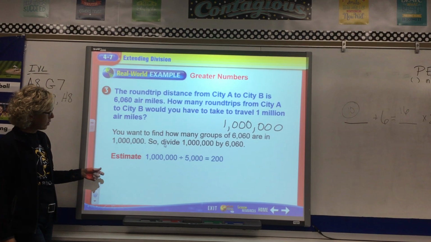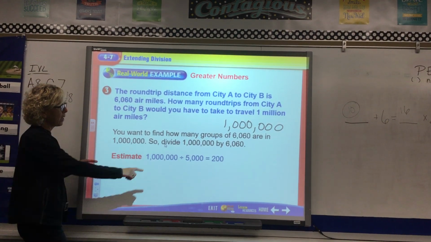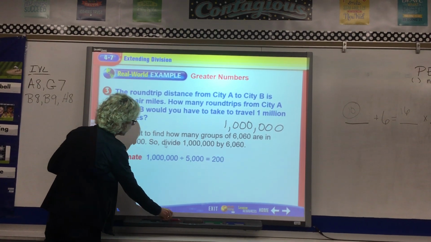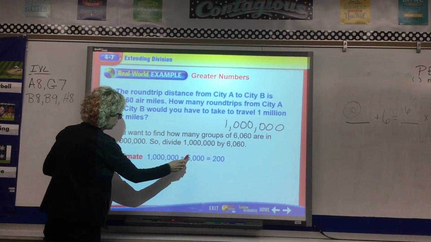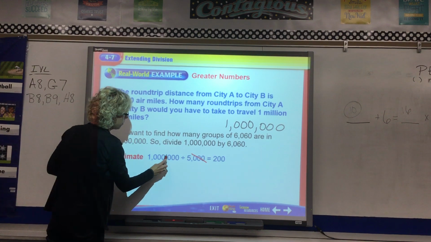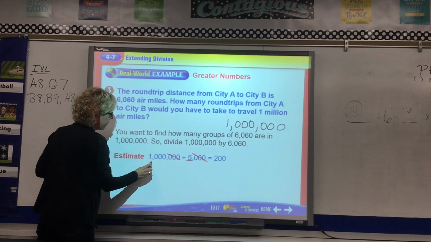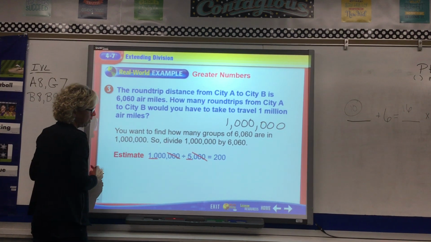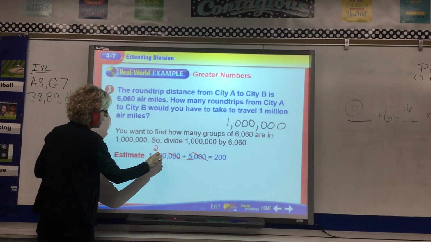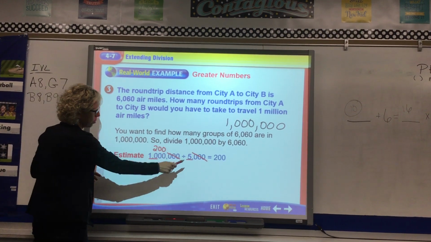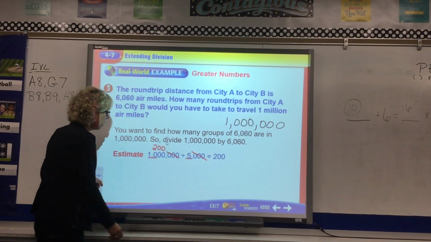We're going to divide, but we're going to estimate that. We're going to round 6,060 to 5,000. So then for our basic fact, you'd cross off 3 zeros here and 3 zeros here, and your basic fact is 5 into 10. You know that 5 goes into 10 2 times, and then you just fill in those zeros. So our estimate is 200.